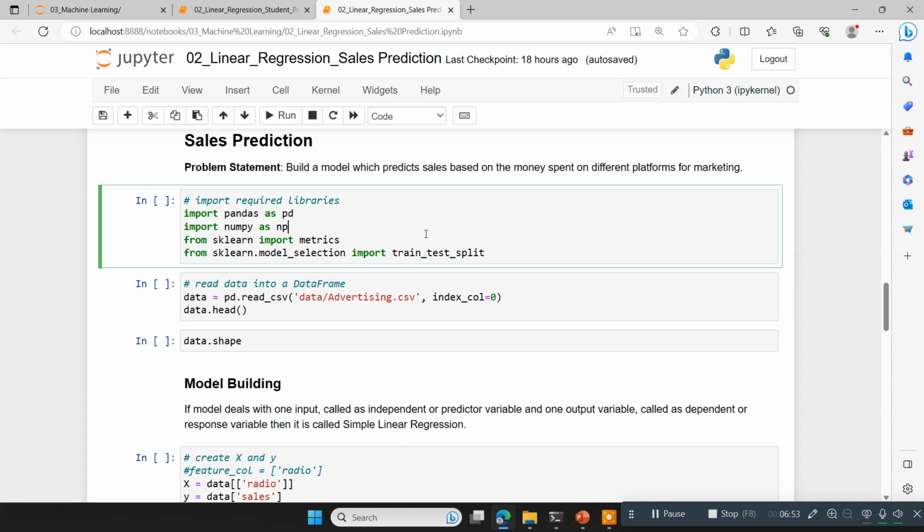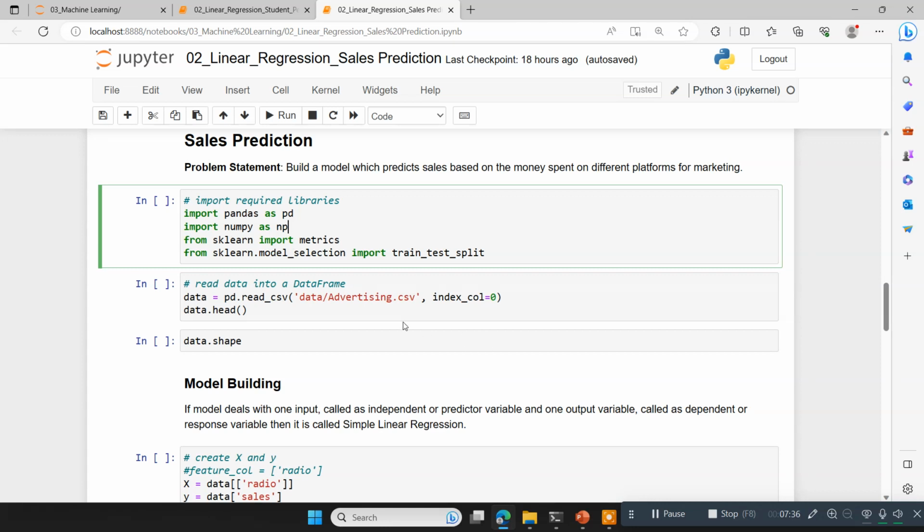Then what is a data frame? A data frame is nothing but a two-dimensional data representation. You'll have rows and columns. And pandas uses data frames, and these data frames are heterogeneous, meaning you can have different types of data. So here I'm importing pandas and importing numpy, and numpy is to create an array, as you know. We need to evaluate the model, so that's why I'm importing metrics from scikit-learn, and we have to split the data into train and test. So that's why we are importing train_test_split from the module sklearn.model_selection.